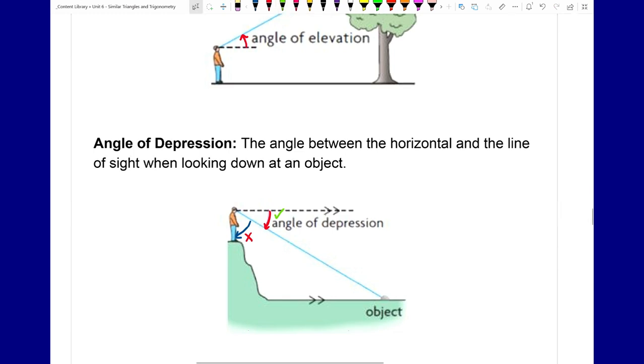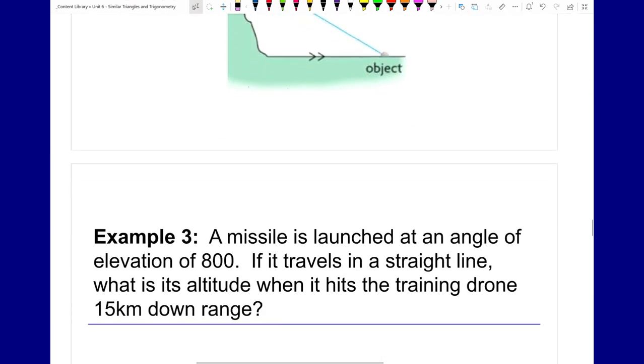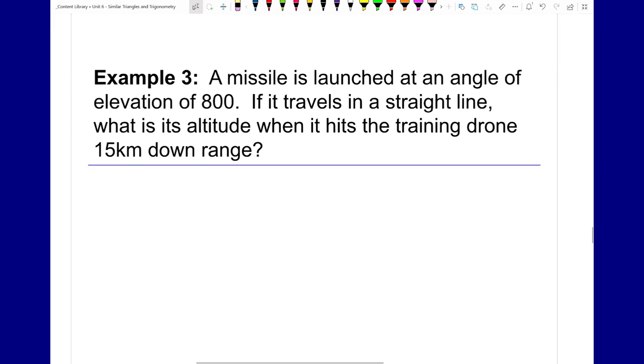So let's look at some scenarios. A missile is launched at an angle of elevation of, it shouldn't be 800, it should be 80 degrees, because an angle of elevation of 800 does not quite make sense. If it travels in a straight line, what is its altitude when it hits the training drone 15 kilometers downrange?